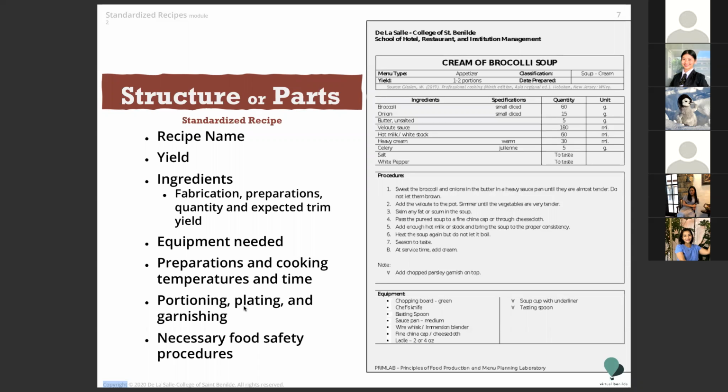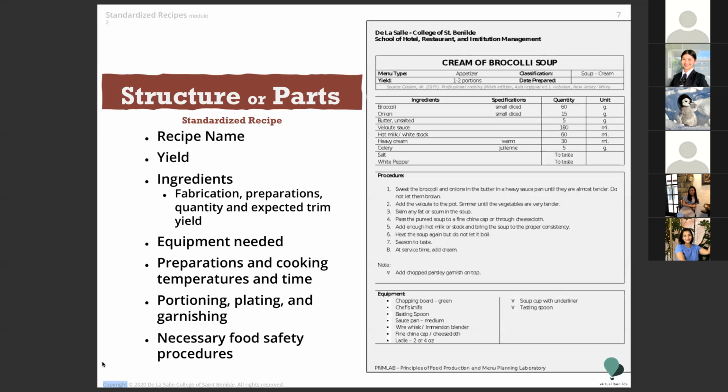Sometimes it will also give you necessary food safety procedures. For example, in this case, if cream is added, you might put as part of the procedure to add the cream last because it will curdle if it is added in the beginning, or something like that. So sometimes necessary food safety procedures are also included.